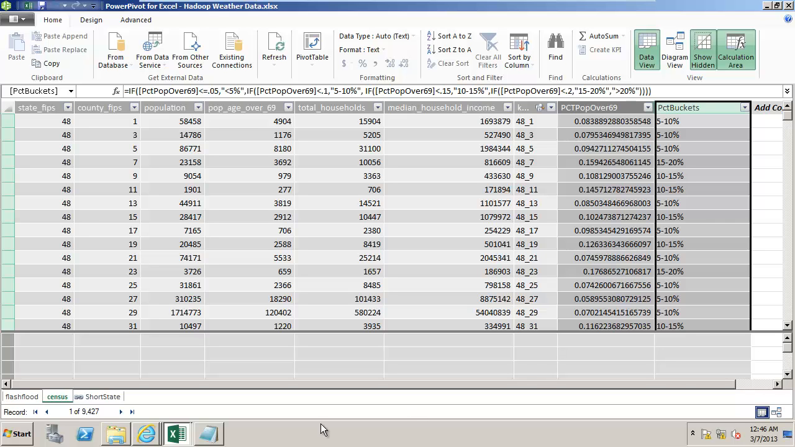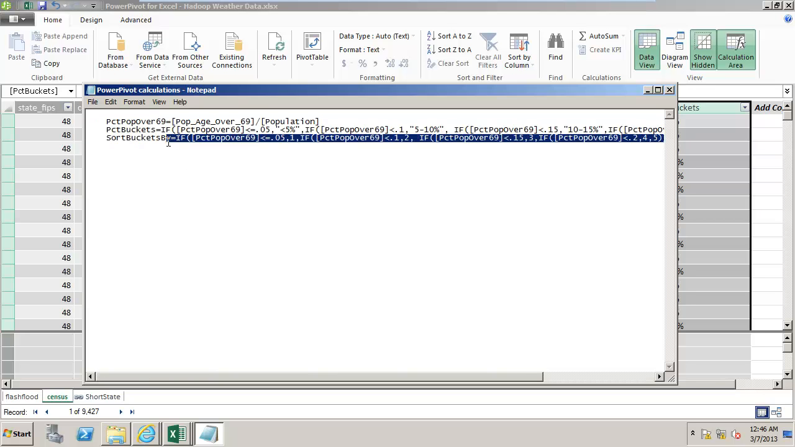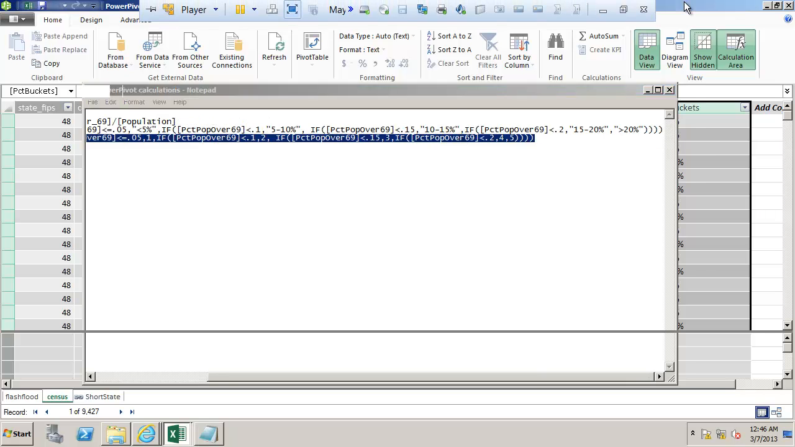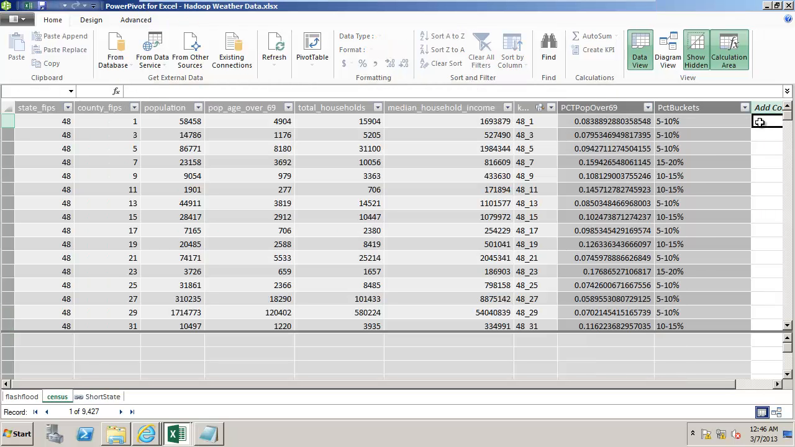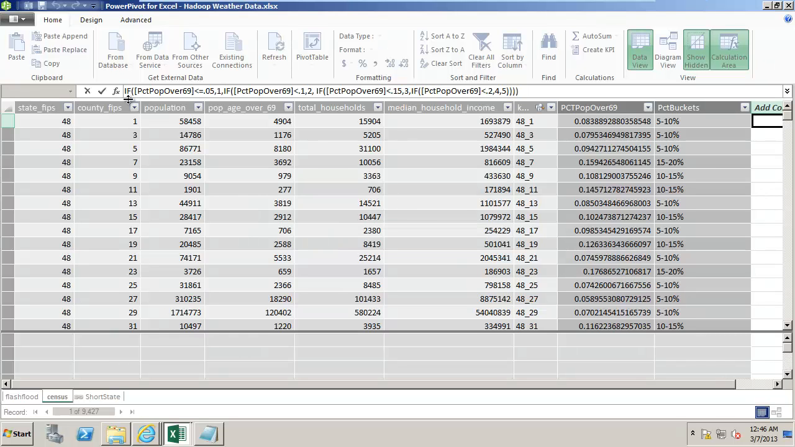So the first three rows have a percentage population of between 5 and 10%. We could also have a go at sorting buckets of data as well. So we can paste that information in. We can see we forgot the equal sign here.